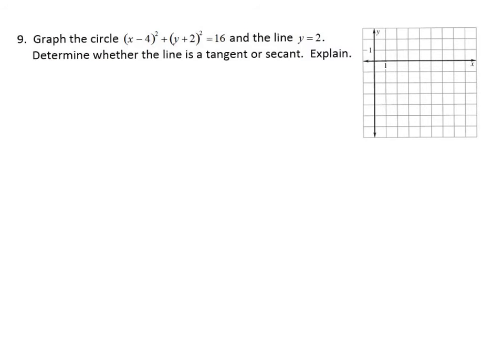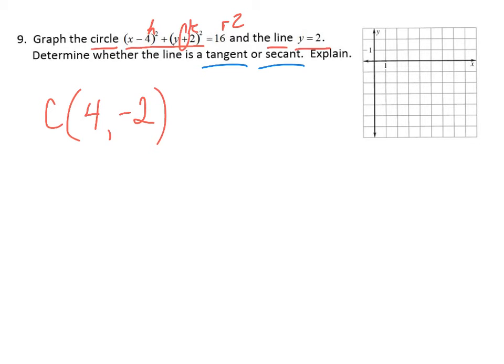For this next problem, I have 2 items to graph. I have to graph this circle, and I have to graph this line. And I want to determine, is that line a tangent or a secant in regards to my circle. So let's start off and identify the parts in my circle. It looks like my center, h, k, is going to be at positive 4, negative 2, remember because this is positive, and my radius, well the radius squared is 16, so my radius is 4.